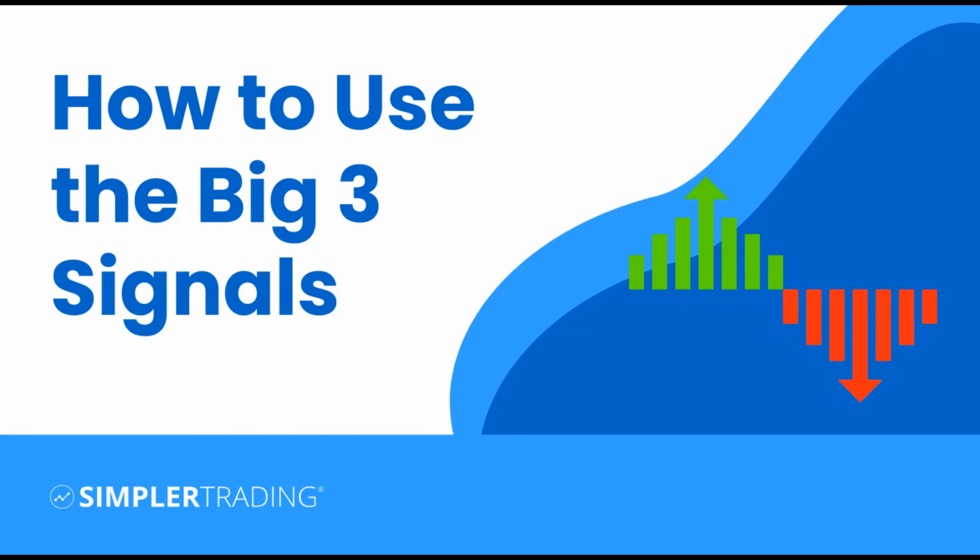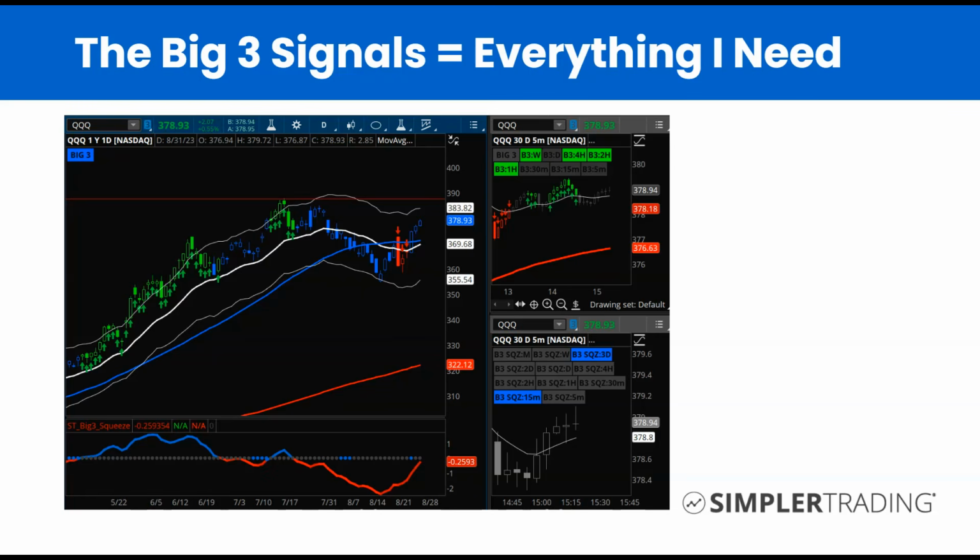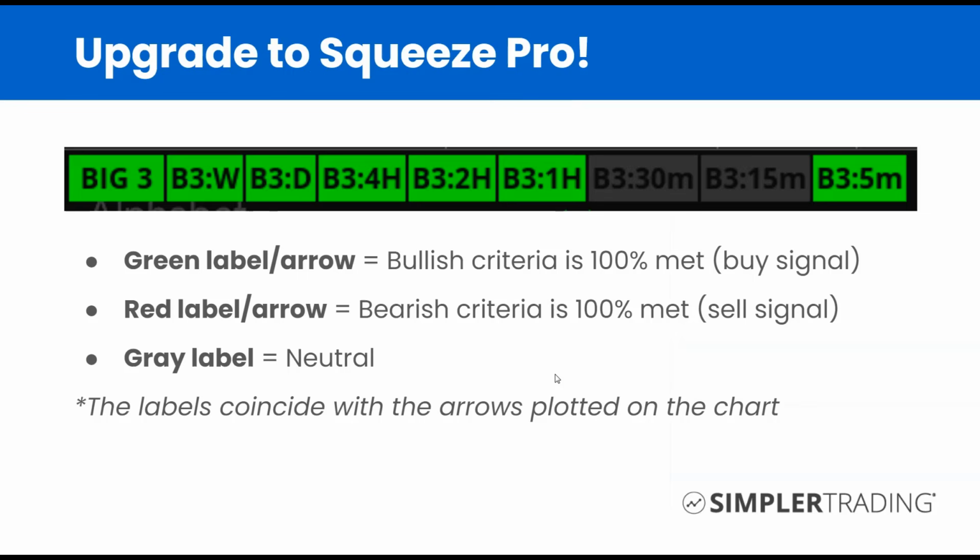Okay, how to use the big 3 signals. And one thing I love about the indicator is that it's really simple, straightforward, and I think pretty clean as well. We like clean charts. So here's our flexible grid, and this has everything that I need. I have the big 3 buy and sell signals plotted on the charts. I've got my big 3 squeeze, my custom momentum histogram, my multi-timeframe signal labels, and then my multi-timeframe labels for the squeezes.